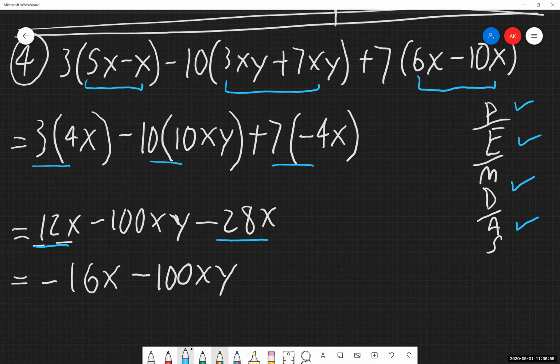So I'm done with that part of PEMDAS, and I'm done the overall problem. I've got my final answer. And again, we are perfectly fine with leaving our answer having variables in it. That's, again, to be expected. There's nothing wrong with that.